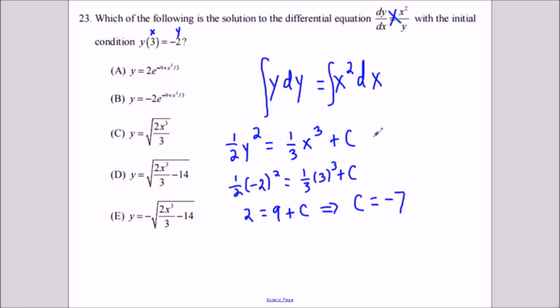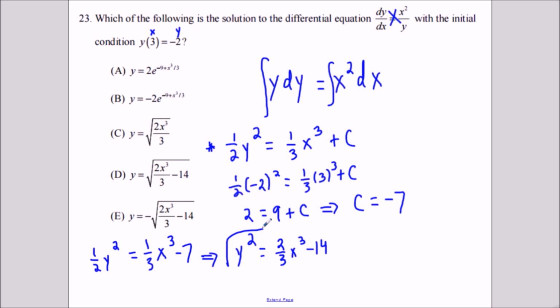So now we plug into our general solution, which is in this line here, and we're going to have 1/2 y squared equals 1/3 x to the third, and then we have -7. So for this part here, we'll just move this down a bit. To solve for y, we're going to multiply both sides by 2. So the next phase of this problem, we're going to have y squared equals, and if we double everything, we're going to have 1/3 times 2 is 2/3 x to the third minus 14. And now we're going to take the square root of both sides.